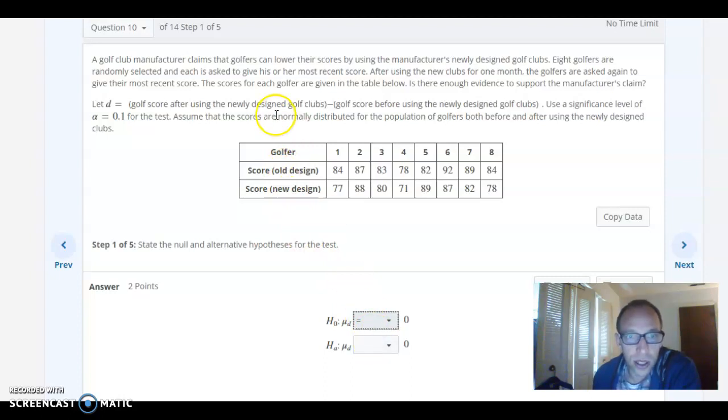And then the alternative, so here we need to look at the question. This is fairly important. The manufacturer's claim was that the golfers can lower their scores. So they're saying that the new design would be lower than the old design. So when we take these new design scores minus the old design scores, that's what's creating our D sub I, our difference scores. On average, they should be less than 0. They should be negative. These numbers should be lower than these numbers in general if that manufacturer's claim is true.